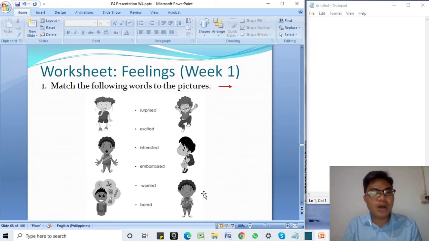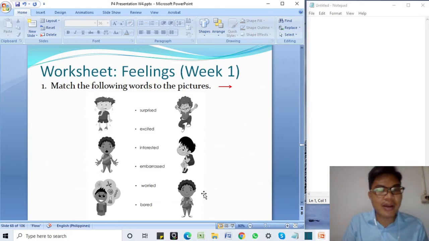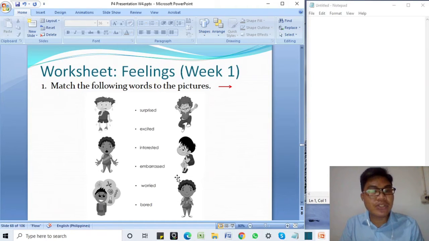So for the worksheet about feelings, you need to match the following words to the pictures. Okay, how many feelings are there? Six. 1, 2, 3, 4, 5, 6. So there are 6 words about feelings, and then there are also 6 pictures, 6 photos of feelings. Each of these photos and each of these words you're going to match.